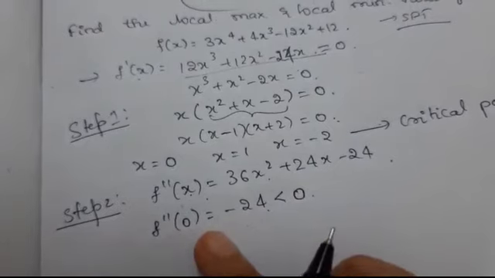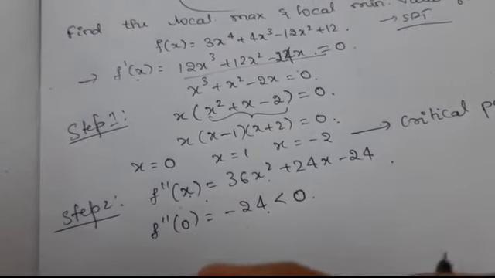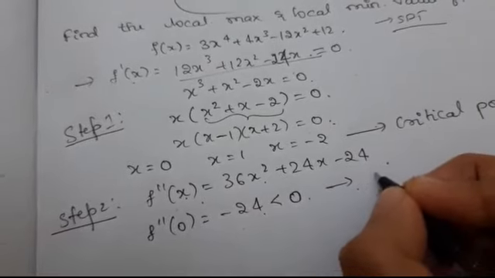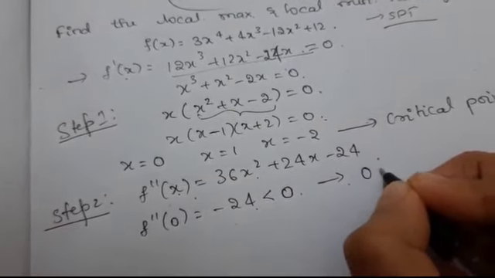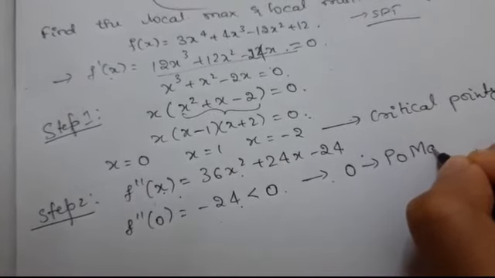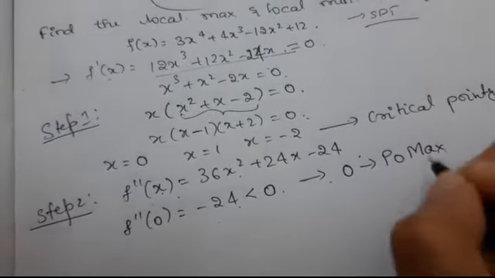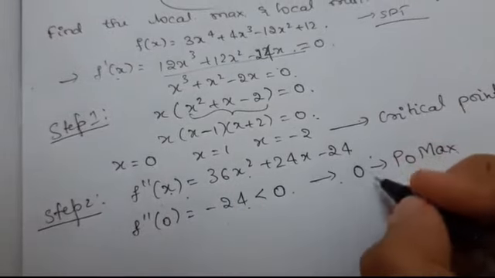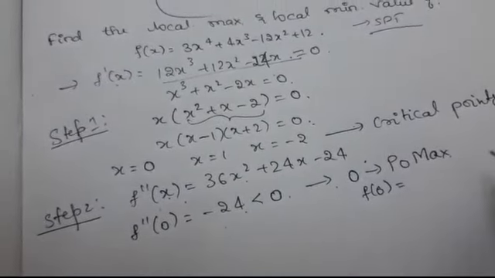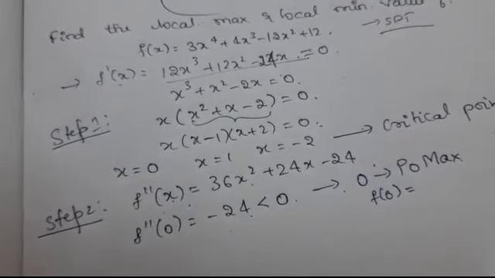So when f double dash of that critical point, if that one is less than 0, it means 0 is a point of maxima. Point of maxima. So where is the maximum value found? At f of 0. So f of 0 will give us the maximum value.